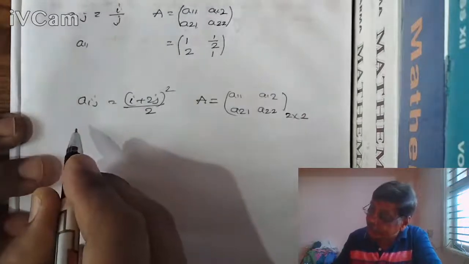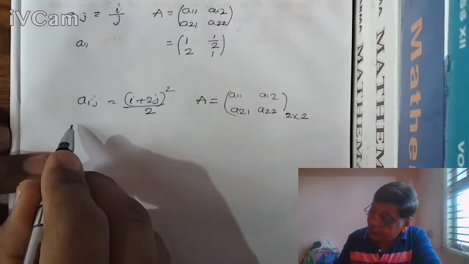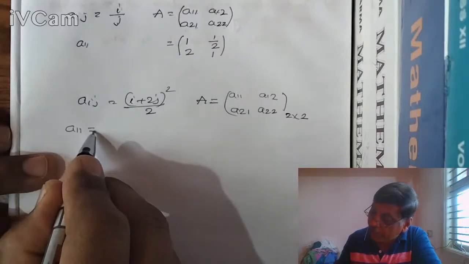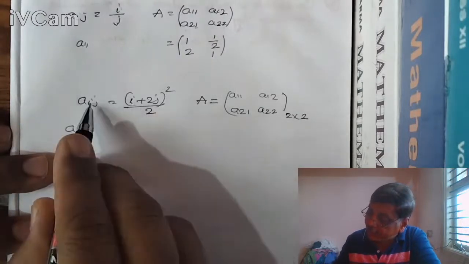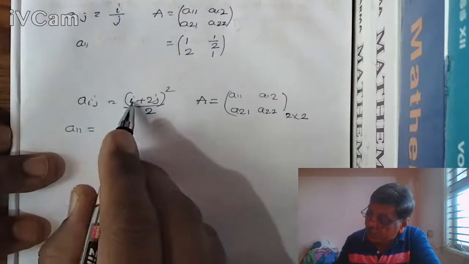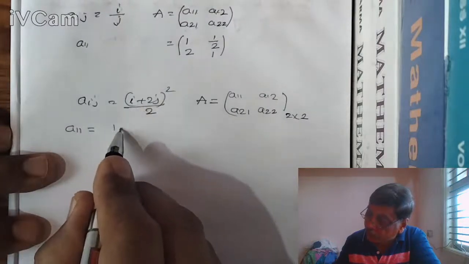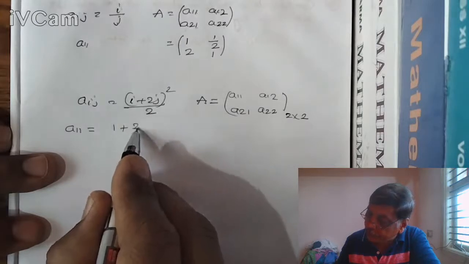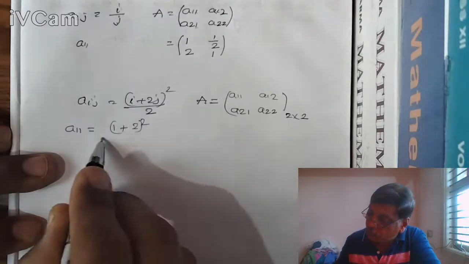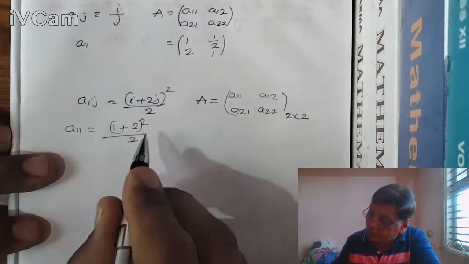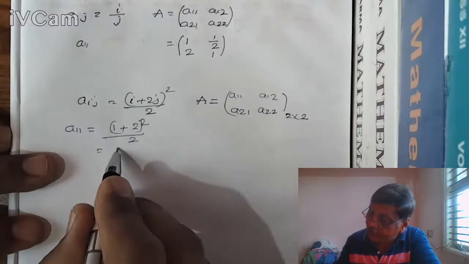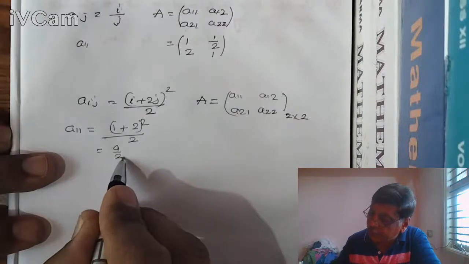Okay. Next, let us find each element, that is A11. A11 is defined as, here i is 1, j is also 1. Substitute i equals 1, j equals 1. 1 plus 2 into 1 is 2, whole square divided by 2. Next, we simplify. 1 plus 2 is 3, 3 square is 9, 9 by 2.